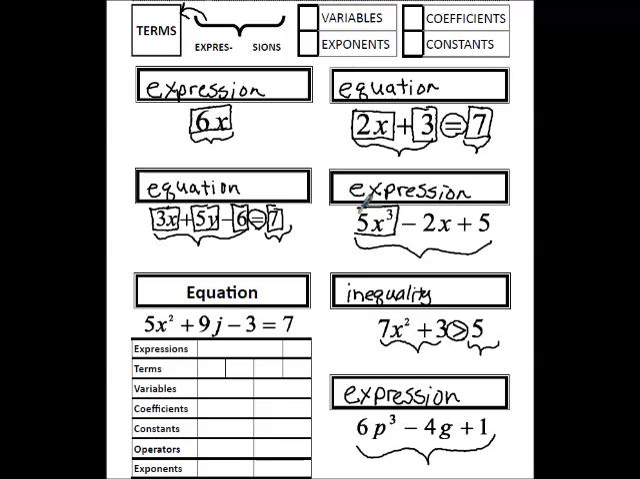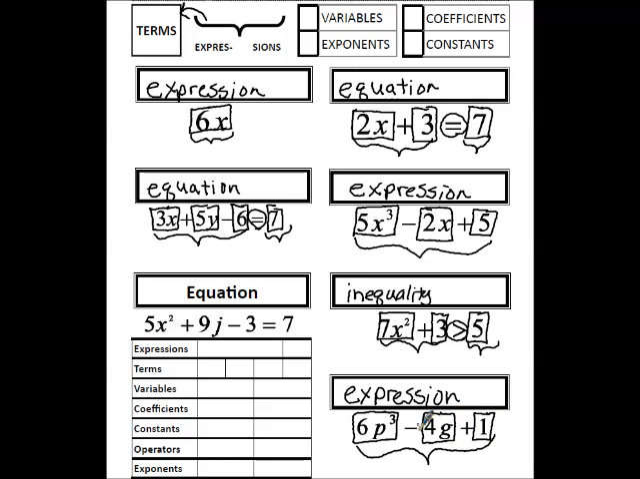So in this expression, we're going to stop at the minus sign, and we have 5x cubed is a term, and 2x is a term. We're going to stop at the plus sign, and 5 is a term. So that expression has 3 terms that are separated by the plus or minus signs, or the operators. 7x squared is a term, and we're stopping at that plus sign, and 3 is a term. So the left side of that inequality, that expression has 2 terms, and the right side of that inequality, that expression only has 1 term. Now this expression, we're going to separate the terms with plus and minus signs, and we have 6p cubed is a term, 4g is a term, and 1 is a term.